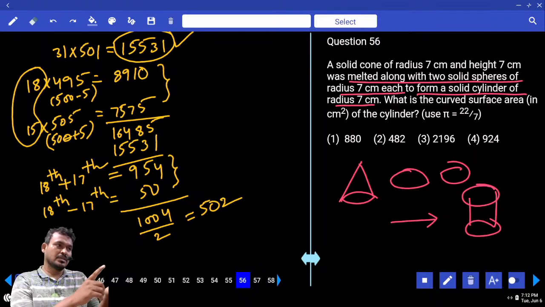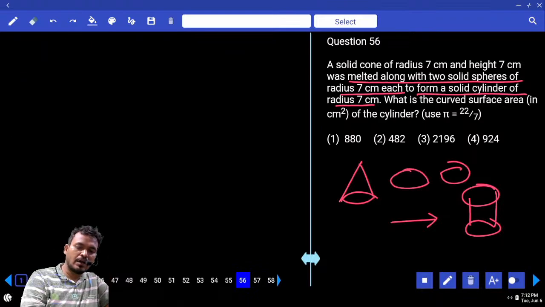Okay, means one cone, two spheres. It is converted to which one? Cylindrical shape. What is the cone volume?